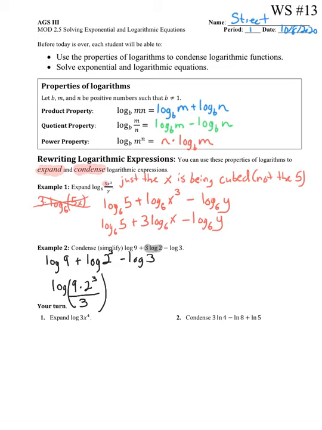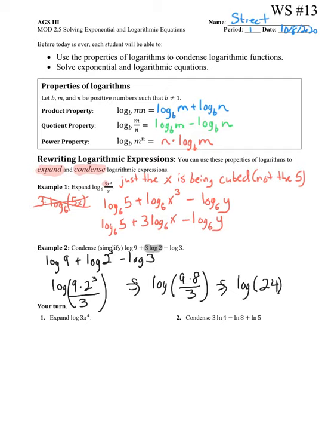And we can actually do even a little better than just that, because we have 9 times 2 to the 3rd divided by 3. We can actually simplify that. 2 to the 3rd is 8. So we get 9 times 8 divided by 3. And then 9 times 8 is 72. 72 divided by 3 is 24. So this simplifies all the way to log of 24.